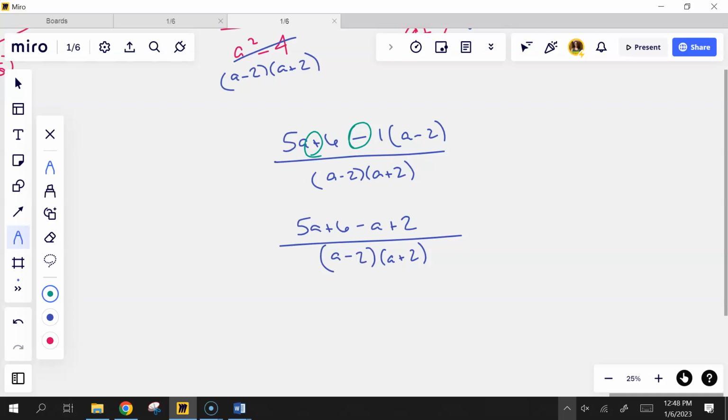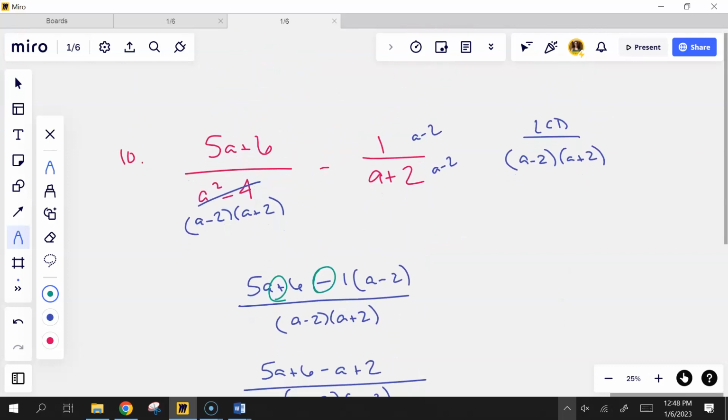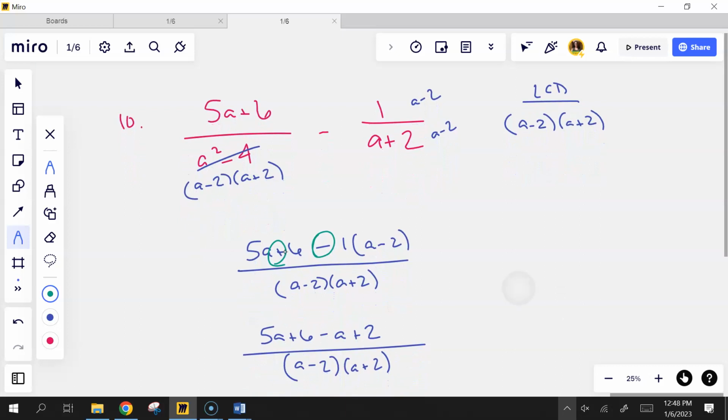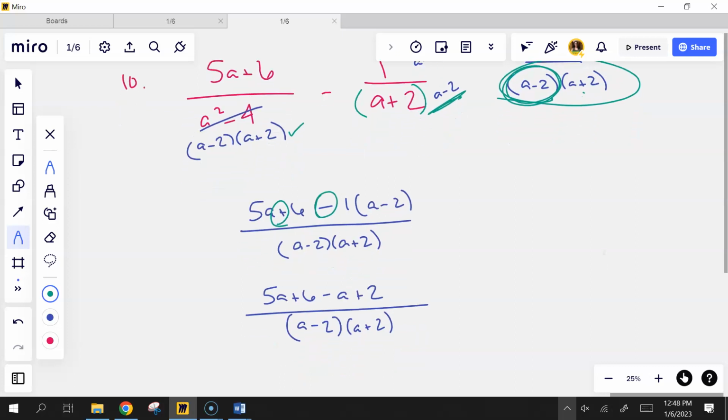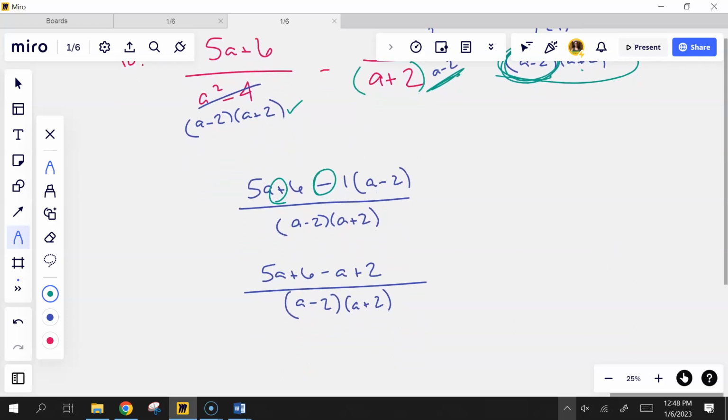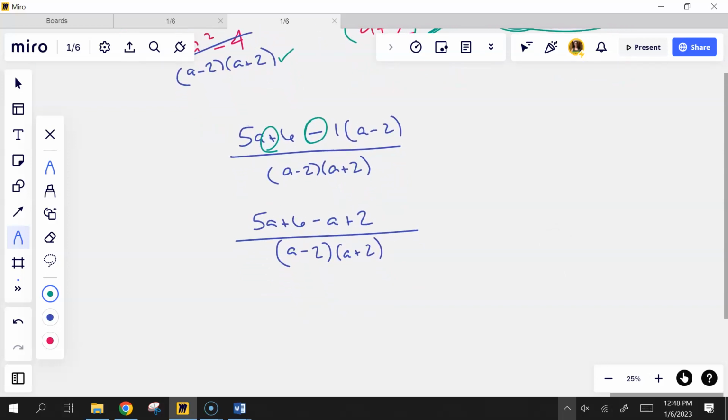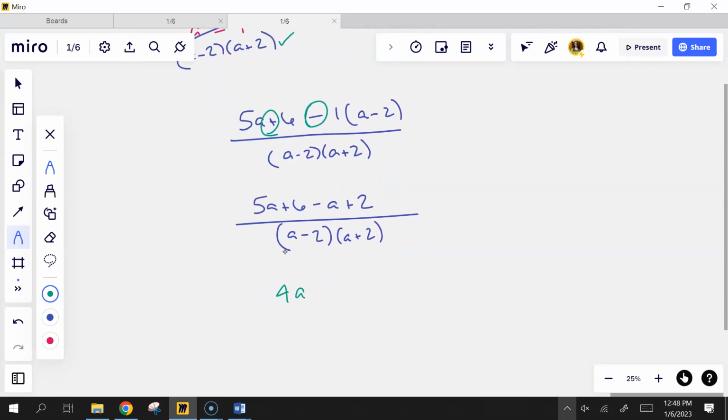Every denominator has to have both of those. The first one already had them. The second one only had one of them, but it needed the second one, so I gave it the second. Both bottoms have to look exactly like the LCD. Okay. So now up top I have 4a plus 8 over.